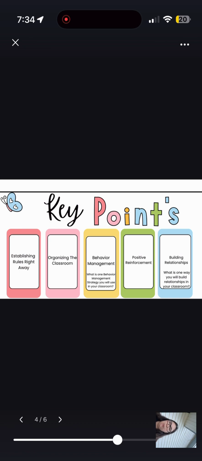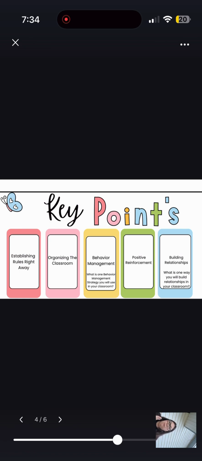Next one is behavior management. This is a big one. And I know I said organizing was a big one, but really, this is a big one. You got to know what behavior management means. And I feel like this topic is so broad, but really behavior management is how you are going to correct that student when your rules in your classrooms are broken.